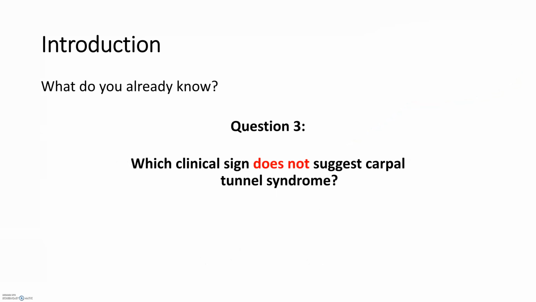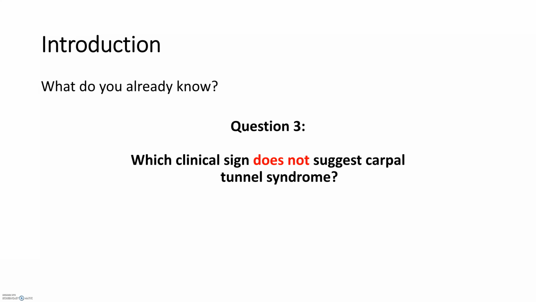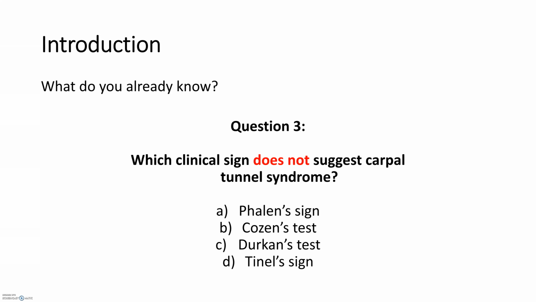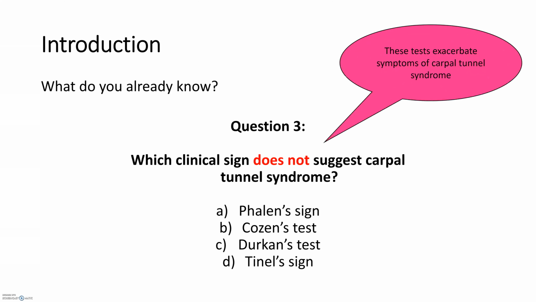So here's the final question for you. Which clinical sign does not suggest carpal tunnel syndrome? So there's four options for you. Three of them are used in a clinical exam. One of them is not for carpal tunnel syndrome.